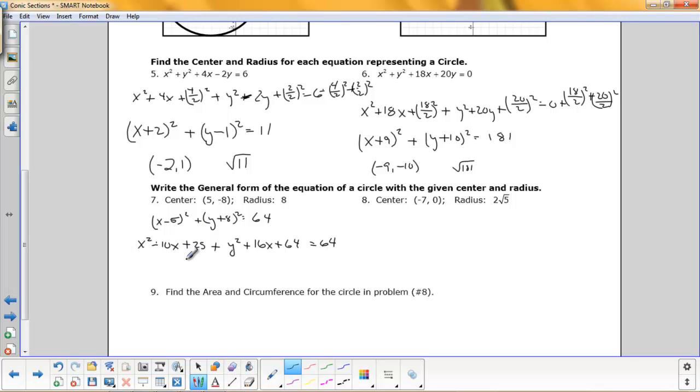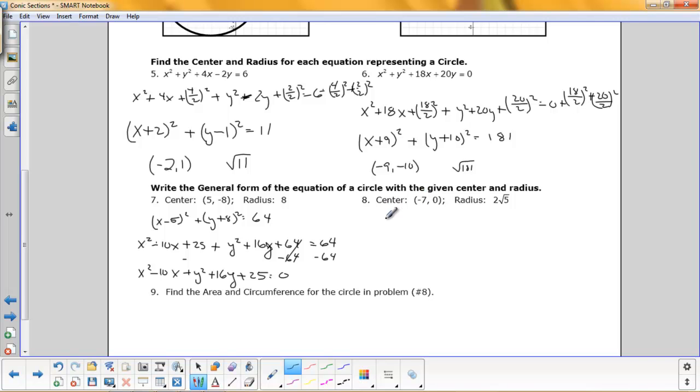Okay, so now what I'm going to do is combine these two guys, the 25 and the 64, and the other 64. So if I cancel those out, I get my answer very simply: x squared minus 10x, I'll rearrange, plus y squared plus 16y, that should be a y, not an x, sorry about that, plus 25 equals 0. Pretty simple, pretty straightforward, no big deal.